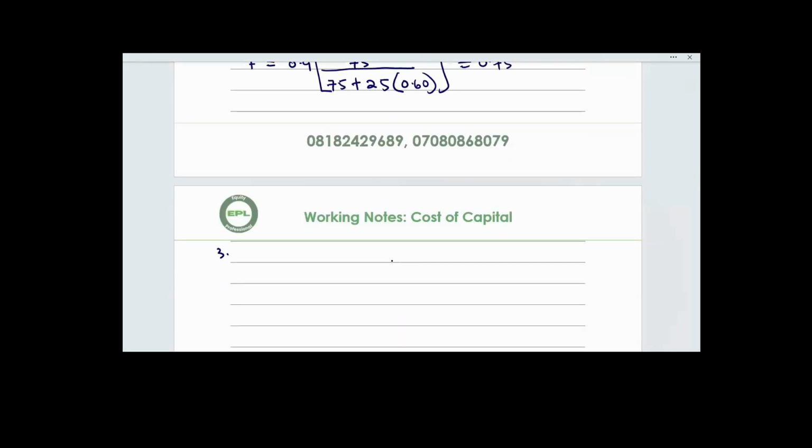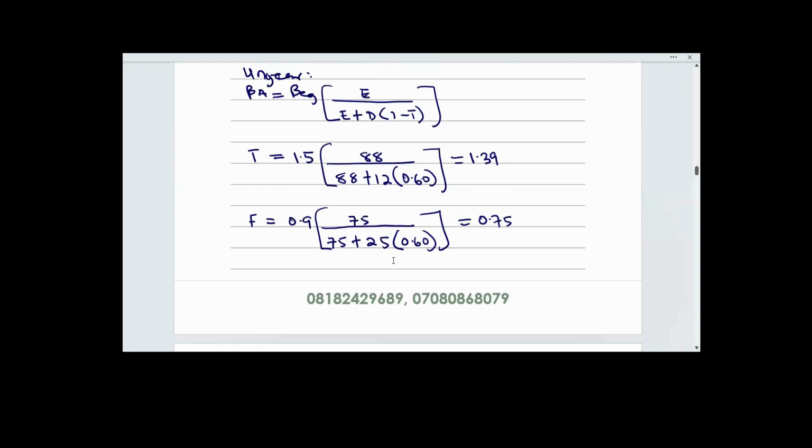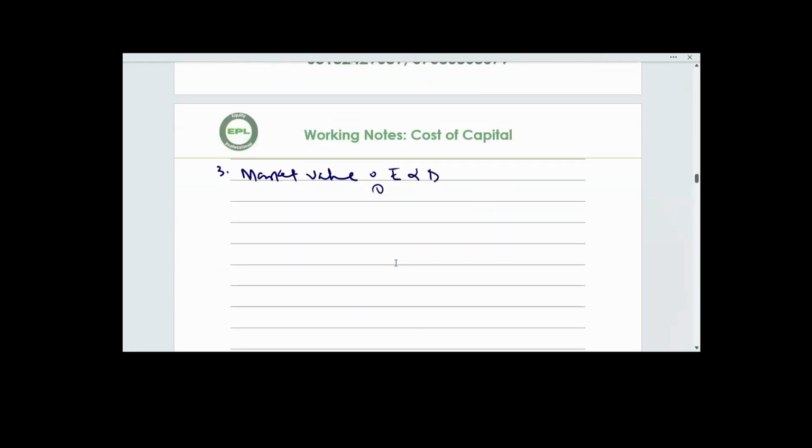Step 3 says we should calculate market value of equity and debt. The essence of calculating market value of equity and debt is to determine the proportion of equity and proportion of debt in the capital structure. You are going to use it to weight the beta you have calculated in step 2. So how am I going to calculate market value of equity and debt?